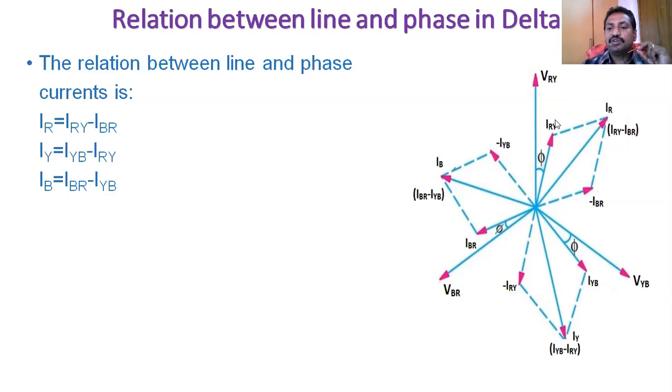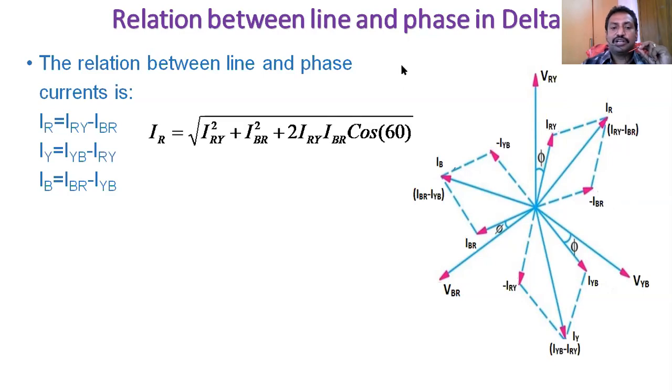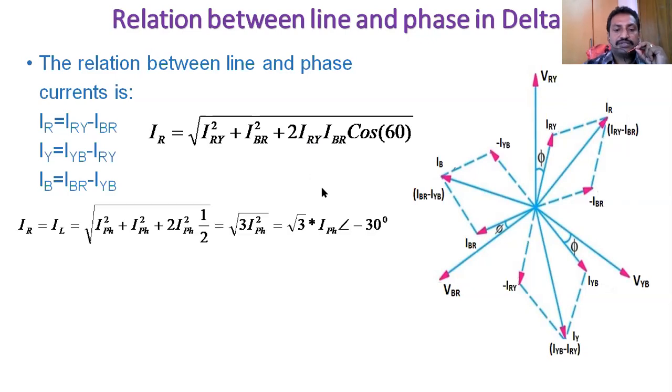For IR, we want to calculate the vectorial sum of IRY and IBR. We know that it is the square root of IRY square plus IBR square plus 2 into IRY into IBR into cos of the angle between these two, 60 degrees. Why? Because the angle between these two is 120 degrees, so in the middle it is 60 degrees. So cos 60 is 1 by 2. Again, IRY and IBR are nothing but I phase. So here the 2 gets cancelled. Cos 60 is 1 by 2. Therefore, it is square root of 3 into I phase, but at an angle of minus 30.